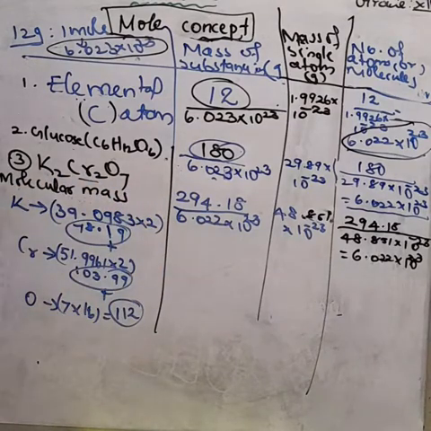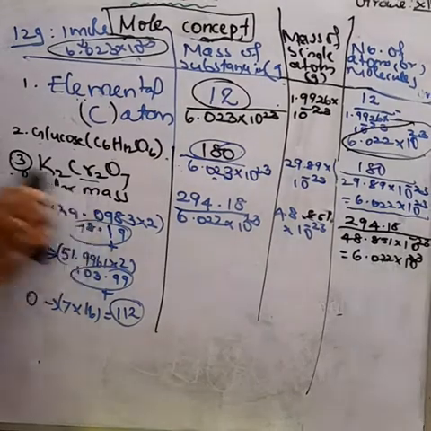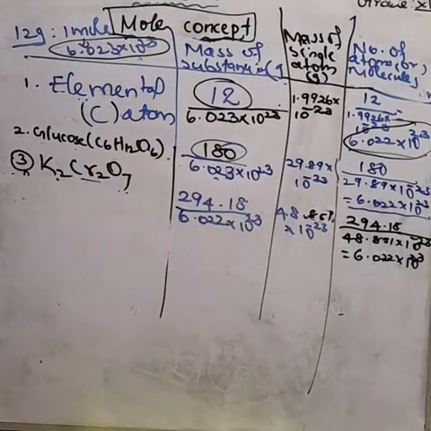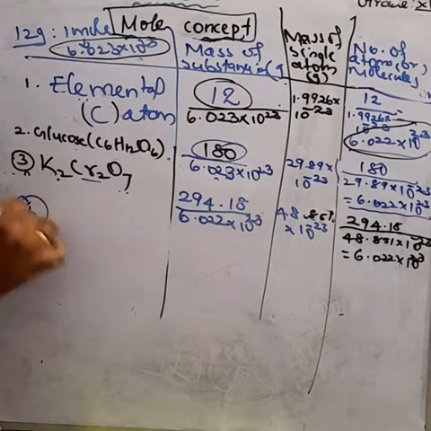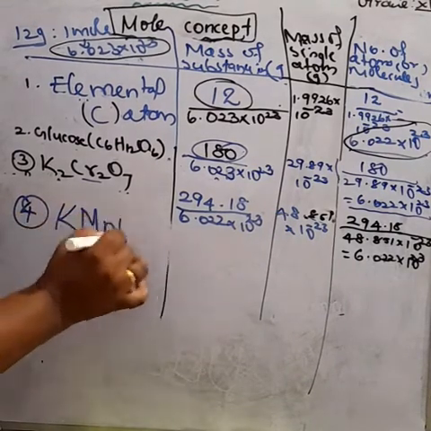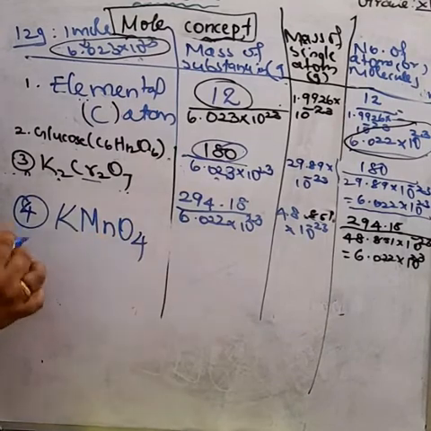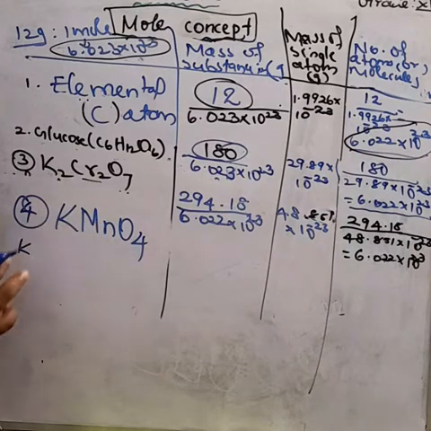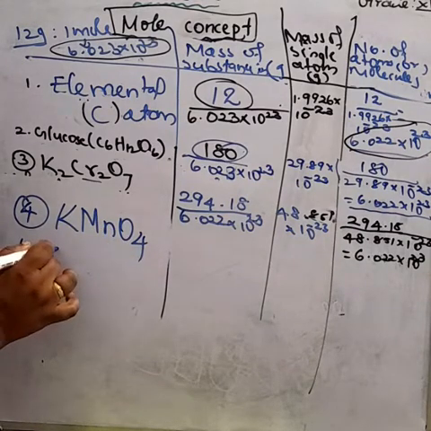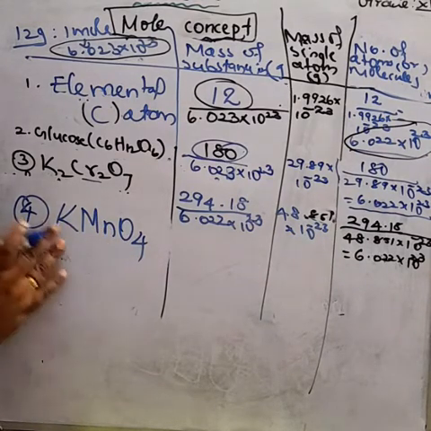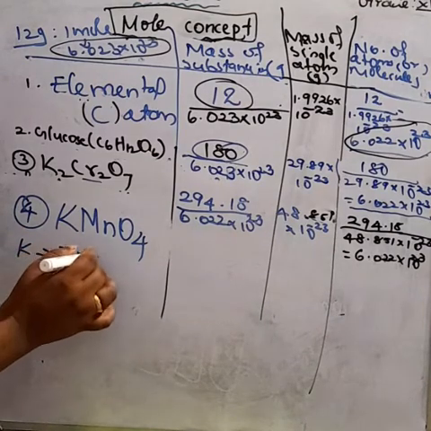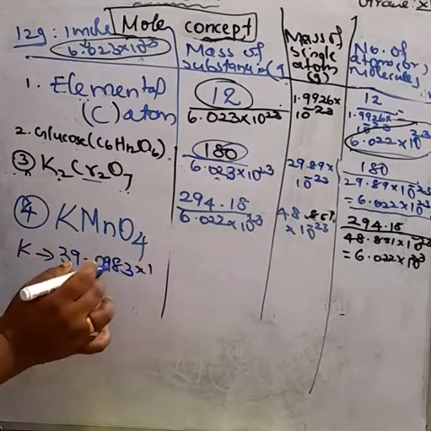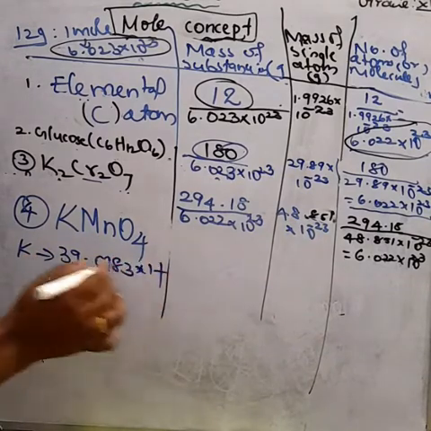Like that, next one, potassium permanganate. It is also one of the molecules, so we have to calculate the molecular mass first. For that, we should know the atomic mass of the atoms. Here how many types of atoms are present? 3 types of atoms: potassium, manganese, oxygen. Potassium atomic mass we know, 39.0983. Only 1 atom is there. Plus manganese. What is the atomic mass of manganese?